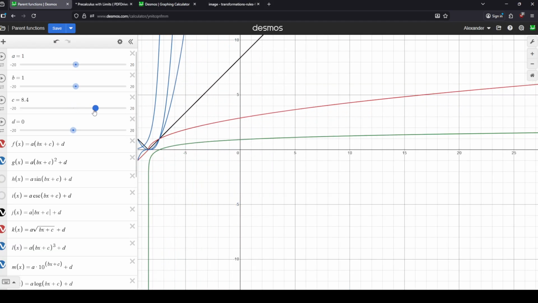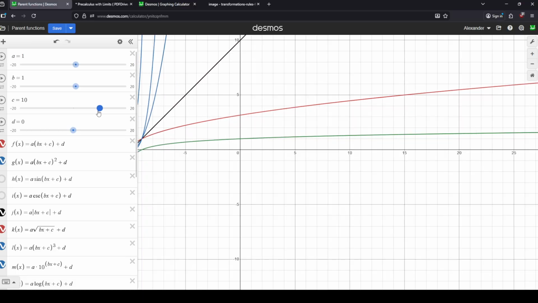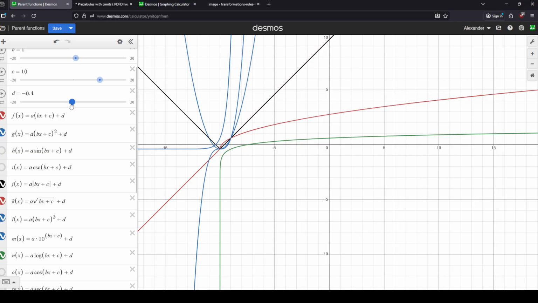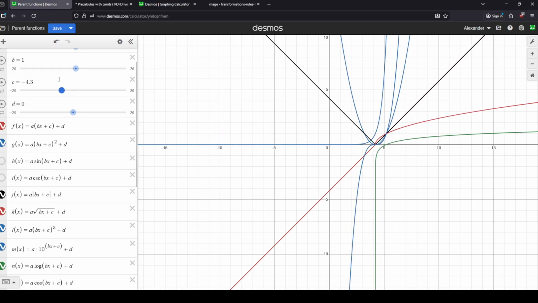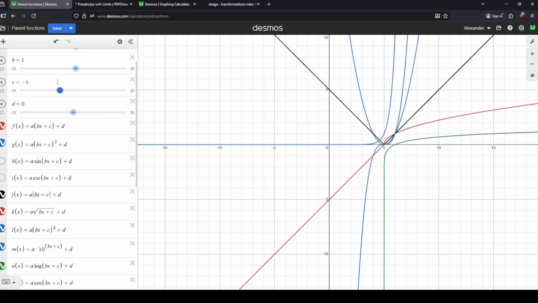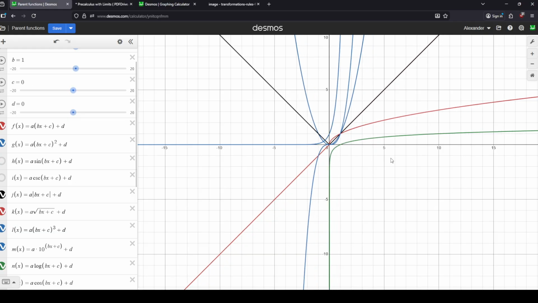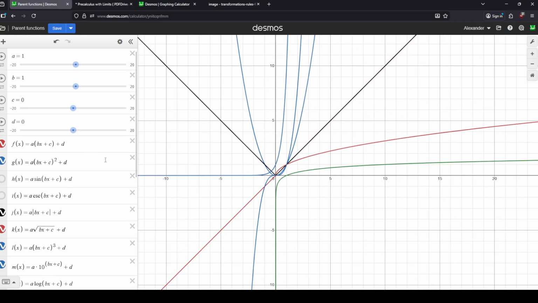So if I make it a positive 10, everything shifted to the right 10 units. Make it, oh, that's the D value. Make it negative 5, everything shifted to the right 5 units. So it doesn't matter what kind of parent function you have. If you change a C or D value, it'll translate it to the right or to the left or up and down. Now we're going to do the same thing with B.